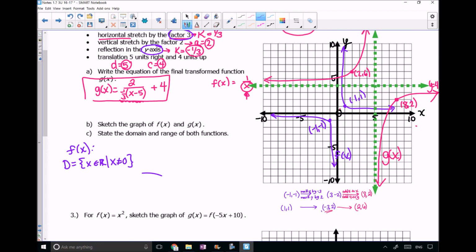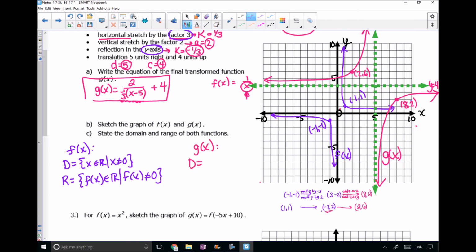Okay? And then when I look right here at my range, all my y values will work, except it will never touch the x-axis, right? Or y equals 0. So my range is going to be f of x is an element of the reals, and f of x does not equal 0. Okay? All right, so now for g of x, let's find the domain and range.